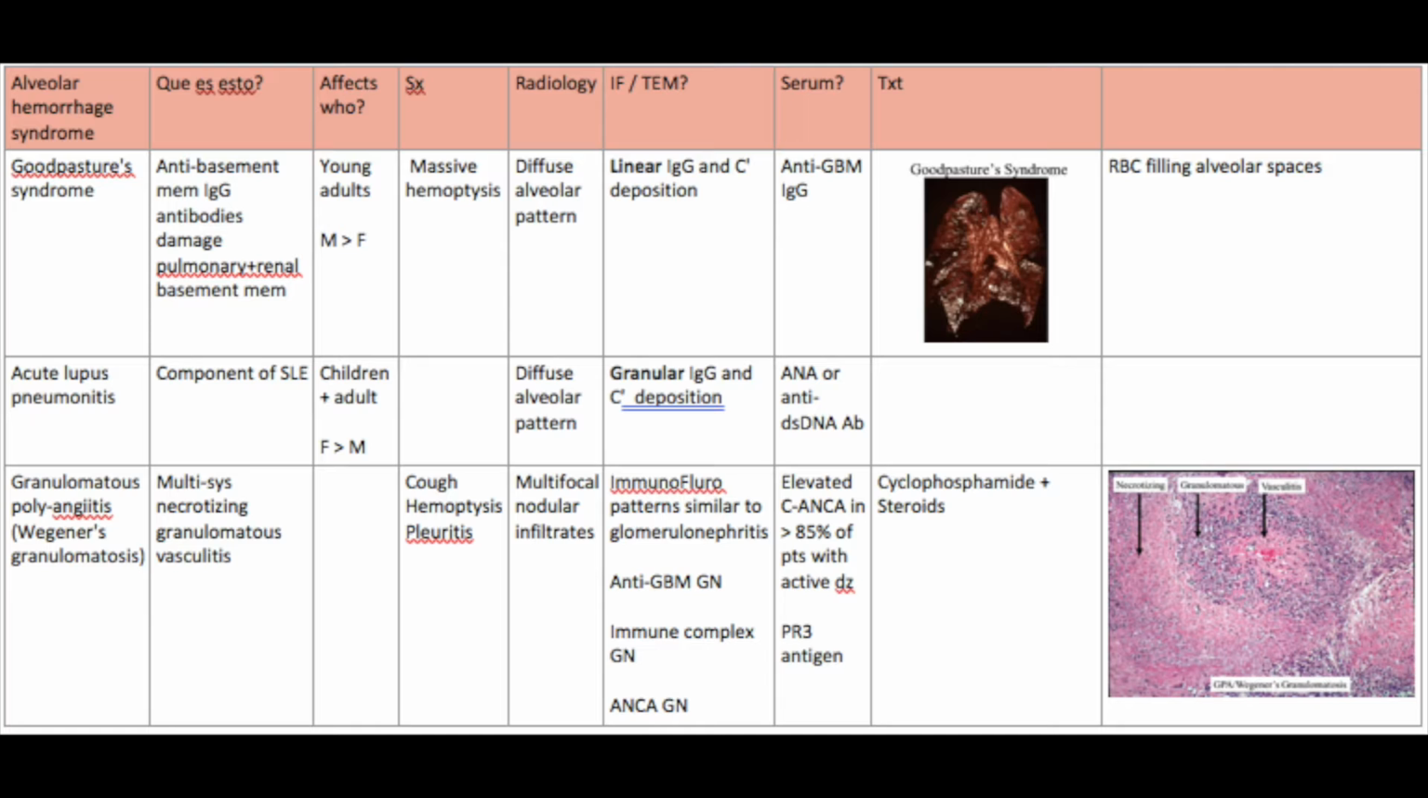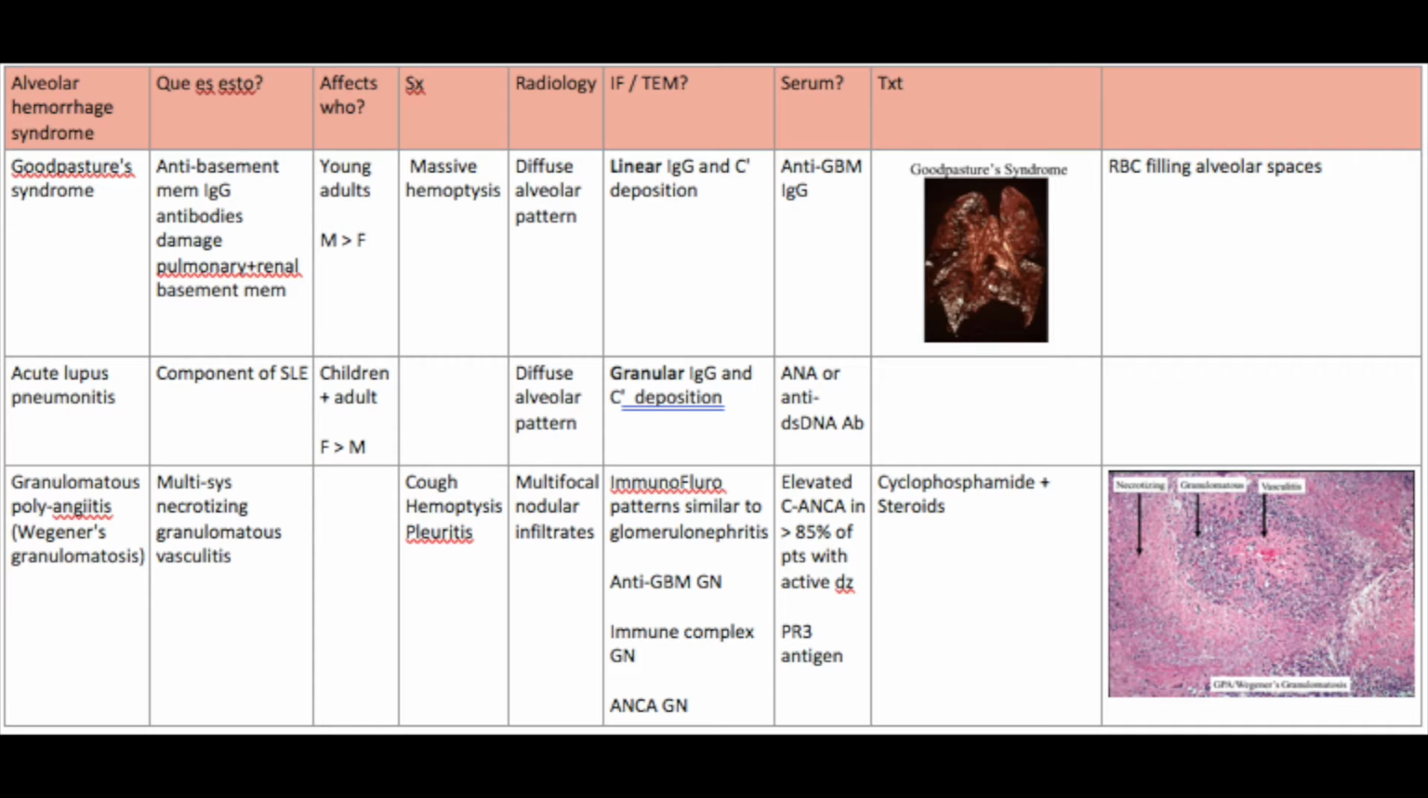You see diffuse alveolar pattern, and contrary to Goodpasture syndrome, in acute lupus pneumonitis you're going to see granular IgG and complement deposition. Okay, so think it's a systemic disorder. Lupus is a systemic disorder, unlike Goodpasture syndrome, which was particularly in the renal and the pulmonary system. So that was linear. In this case, it's acute lupus pneumonitis. Lupus is systemic, so you're going to think granular in all these systemic organs, and granular IgG and complement deposition for that reason.